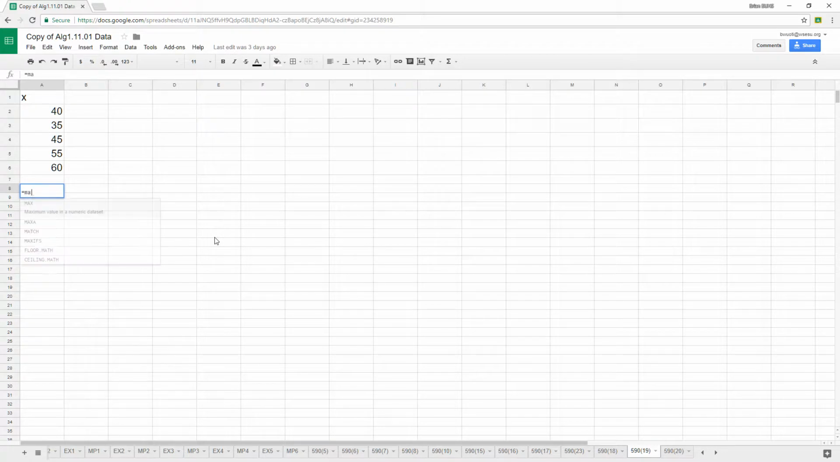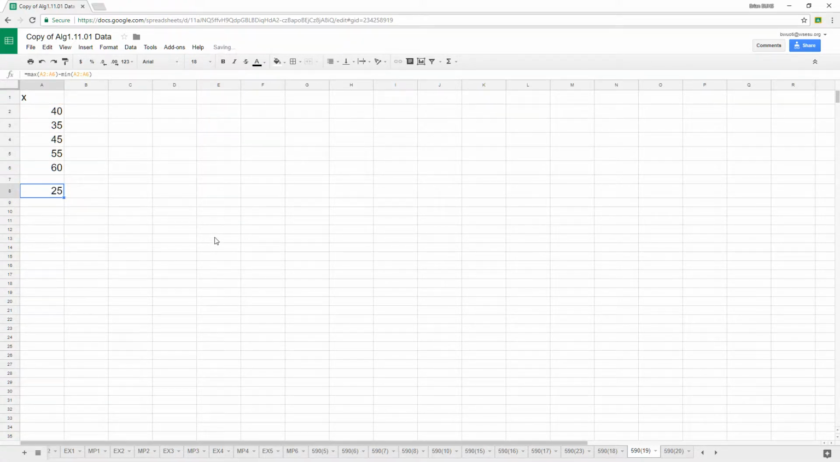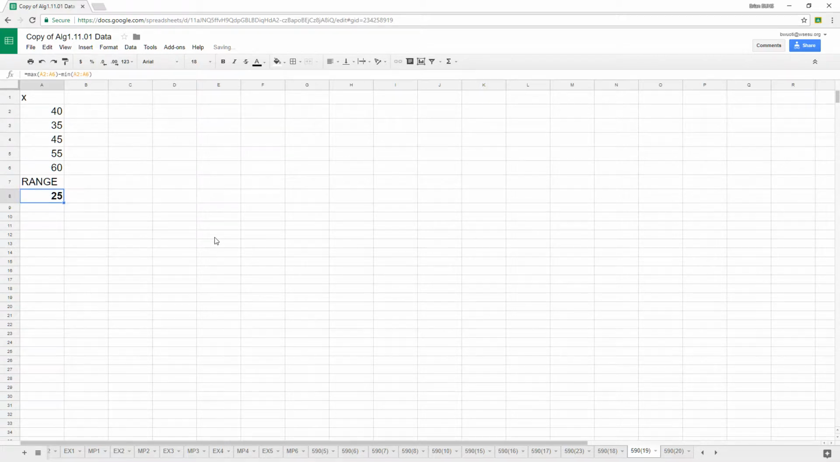So what I can do to find the range is find the maximum number in the list, Jake, and subtract the minimum number in the list. And yeah, you might have been able to just look at that, but look at this. I can actually write a little formula in the spreadsheet, and bam, 25 is the range.